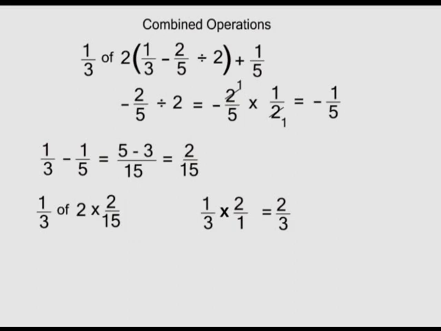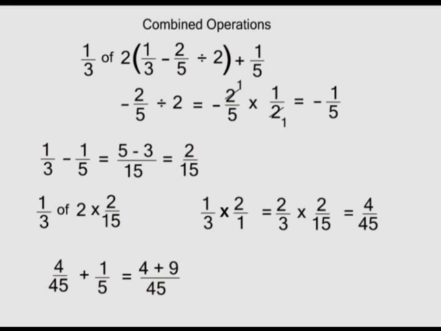Then we multiply this by 2 over 15. So 2 over 3 times 2 over 15, there's nothing to cancel and we get 4 over 45. We add this to 1 over 5. So 4 over 45 plus 1 over 5. LCM of 45 and 5 is 45. 45 into 45 once times 4 is 4. 45 divided by 5 is 9 times 1 is 9. 4 plus 9 is 13 over 45.